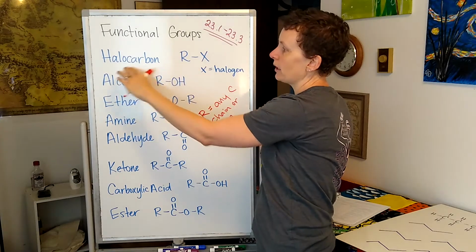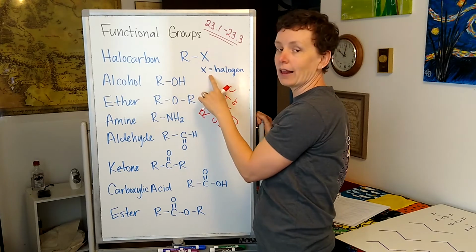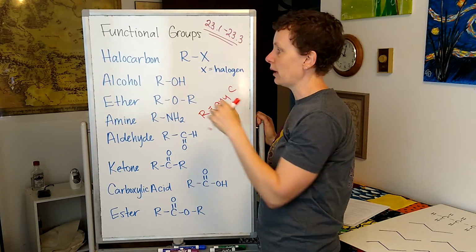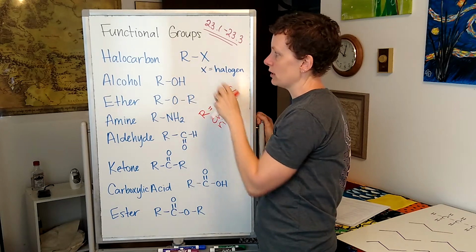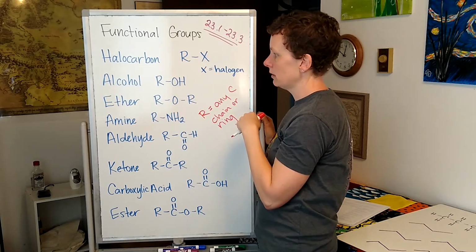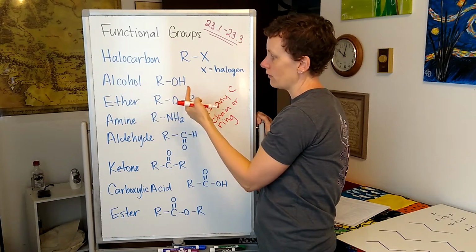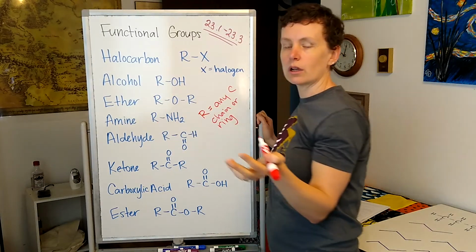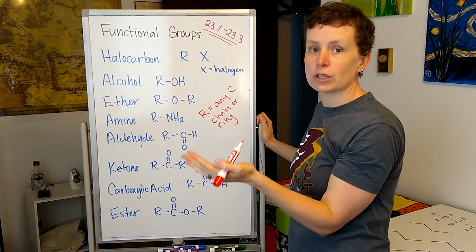Okay, so up here, halocarbons. Halo is from halogen, so X represents a halogen, chlorine, fluorine, bromine, okay? Any of the halogens, and R, again, is some kind of carbon chain or ring. So we're attaching a halogen to a carbon. Alcohols, okay, alcohols are OH. If you add an OH to an organic molecule, to a hydrocarbon, you've now turned it into an alcohol.